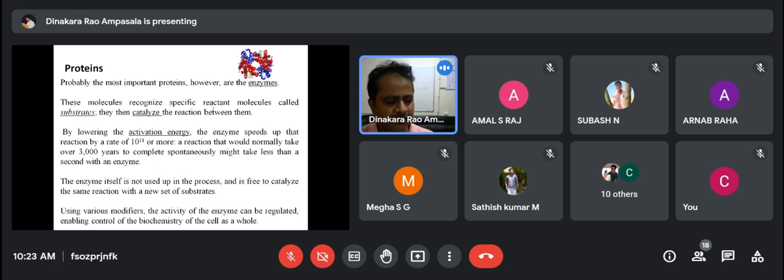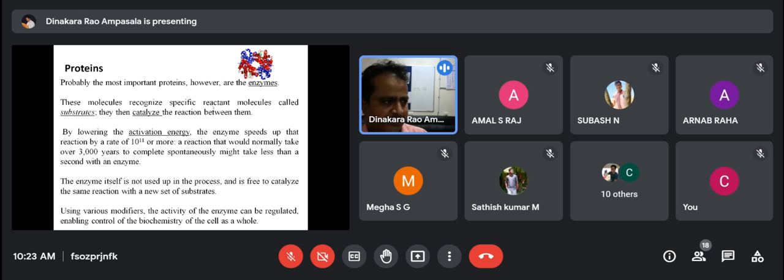And then most of the proteins belong to a special category. Those are called enzymes. These molecules recognize a specific reactant molecule that we call a substrate and catalyze the reaction between them. So they recognize specific molecules. For example, A is one molecule, B is another molecule. This enzyme will react with these two molecules, and they may interact with each other and give a product.